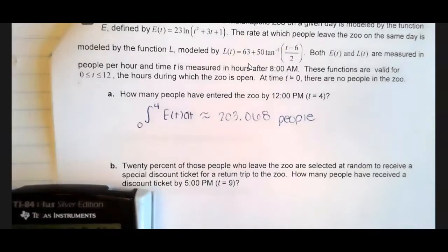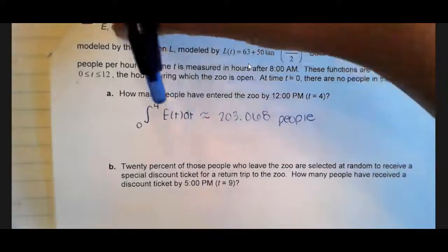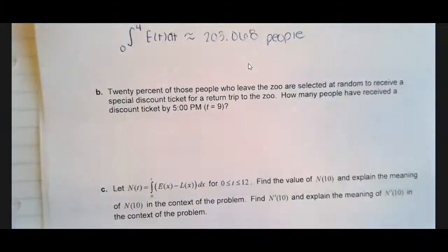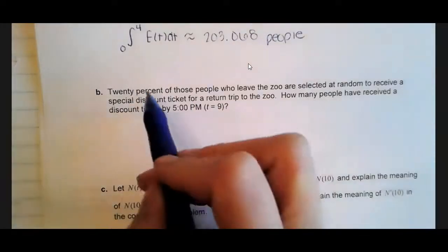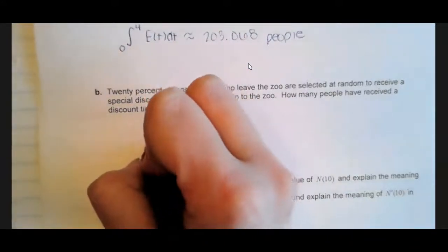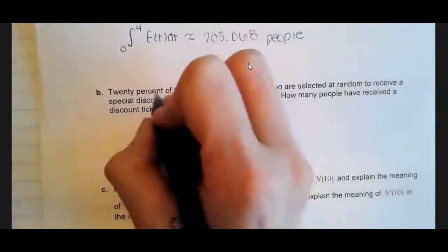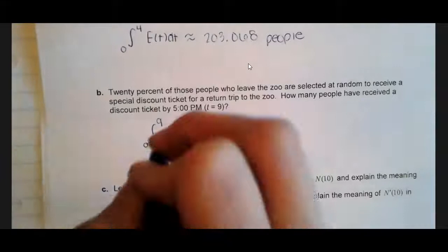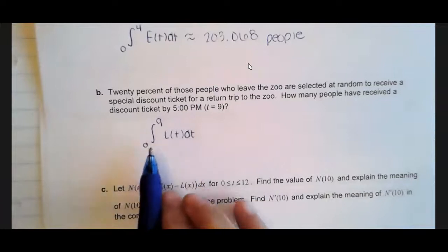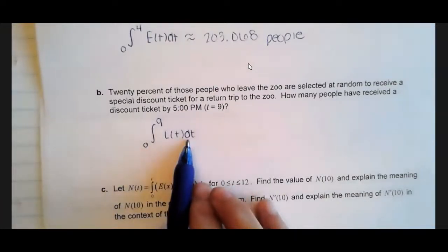Okay, part B. 20% of those people who leave the zoo are selected at random to receive a special discount ticket for a return trip to the zoo. How many people have received a discount ticket by 5 p.m.? So people who have left the zoo is represented by L of t. Again, 8 a.m. to 5 p.m. would be 0 to 9 of L of t dt. That would represent the amount of people who have left the zoo by 5 p.m.